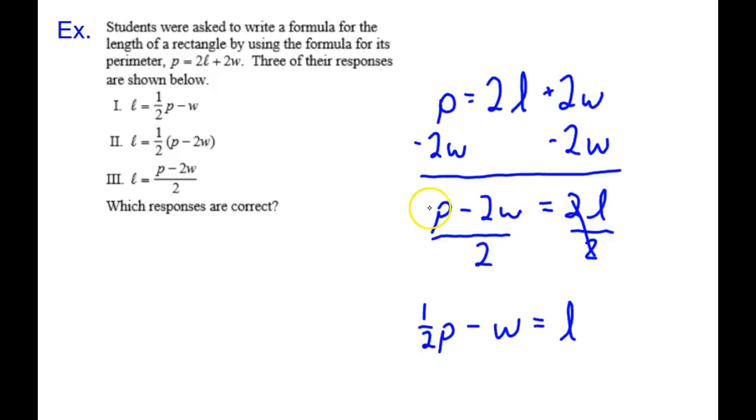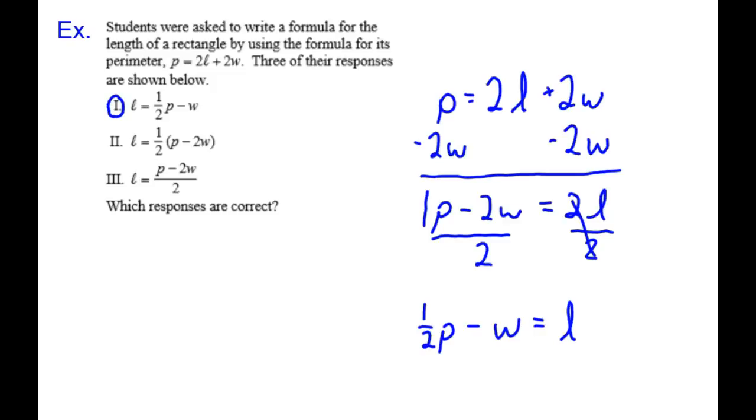There's understood to be a 1 in front of the P. If that's a 1, normally we never write that in there. It's understood. So I have 1 divided by 2, which is where my 1/2 comes from, multiplied by P. 2 divided by 2 is 1, which is why this simplifies down to just W. So we have 1/2 times P minus W equal to L. And if we look at our options 1, 2, and 3, option 1 is what we have simplified over to the right. So we know for sure option 1 is going to work.